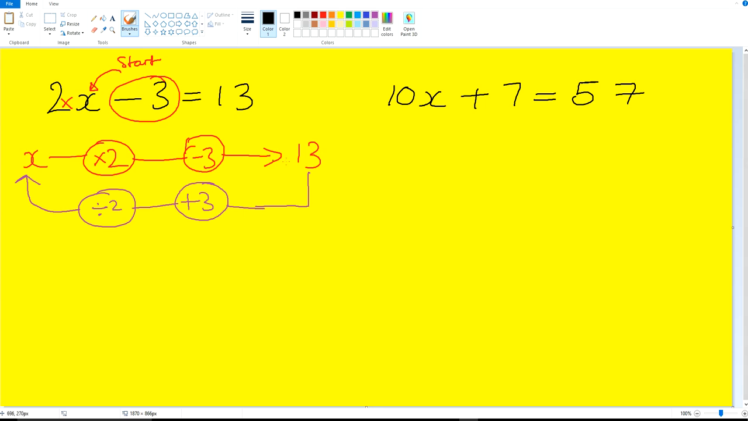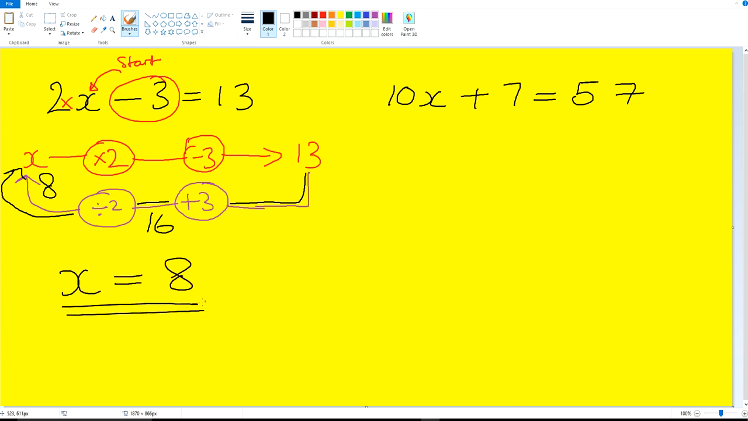Okay, now let's have a look at this question now. So we start with 13. We're traveling down our reverse machine. We come to plus 3. 13 add 3 will give me 16. 16, and then we divide it by 2, and then that goes back towards x, and that will give us a nice and lovely 8. So here our answer is x is equal to 8. And that's the end of our first question.